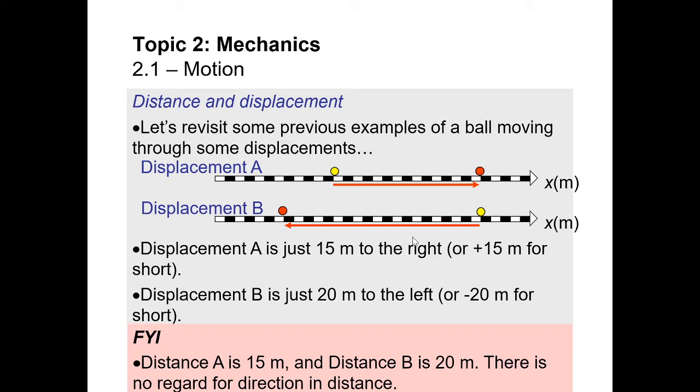The distances, of course, are just the absolute values of these numbers, 15 and 20 meters. Oh, one more thing. Again, remember that displacements are vectors. Distance is a scalar quantity.